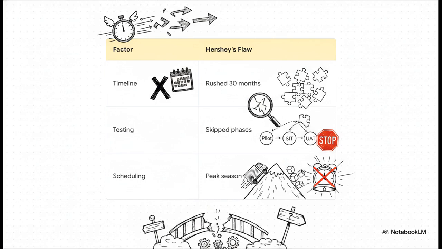Integration points between modules failed. Data did not flow properly between warehousing and order management. Finally, they executed a peak season cutover. Project scheduling is a massive strategic decision. Going live during the busiest operational window meant the company faced maximum market demand with minimum system stability. Testing is a critical risk reduction tool. It is never a bureaucratic checkbox.